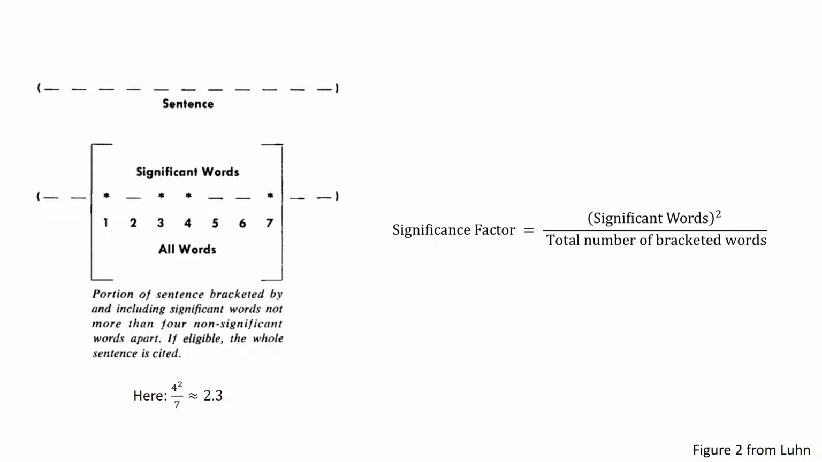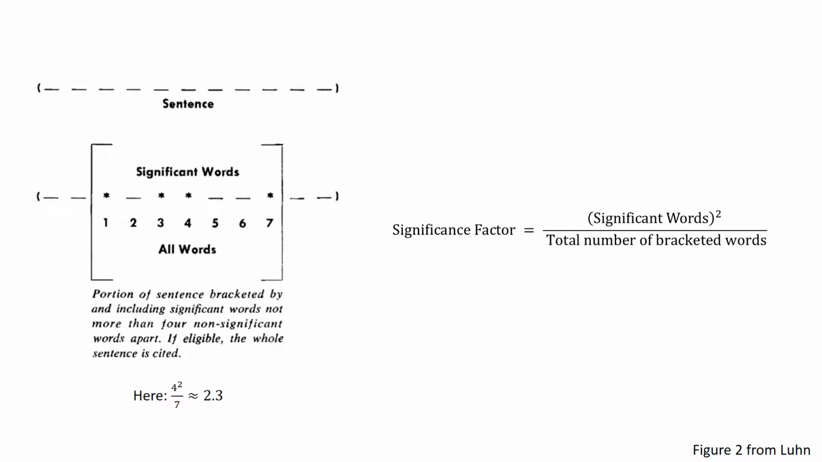In this graphic, we have a sentence. It's wordless, but it doesn't necessarily matter. We see those dashes, which represent words. So the stars represent a word with significance. You'll see that the cluster is always bracketed by significant words on the left and right. So essentially, it's bookended.